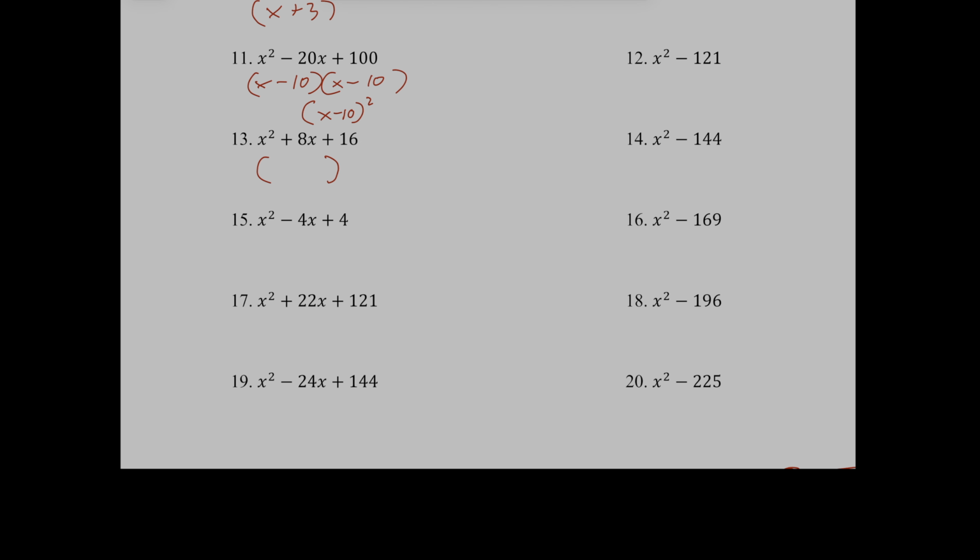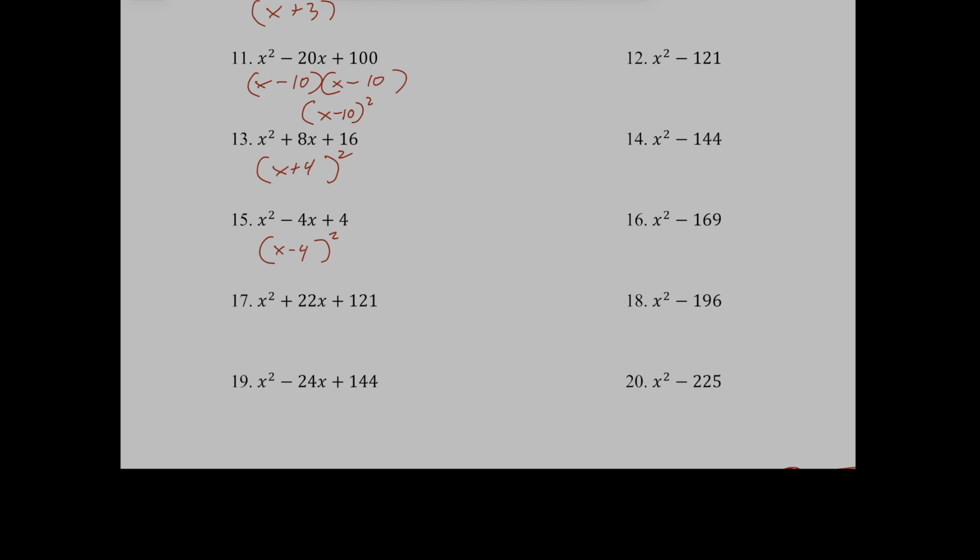This one, square root of 16 is 4. 4 times 2 is 8. So that's in the pattern. Take a look at this one. Square root of 4 is 4. Sorry, square root of 4 is 2. 2 times 2 is 4. x minus 4 quantity squared.